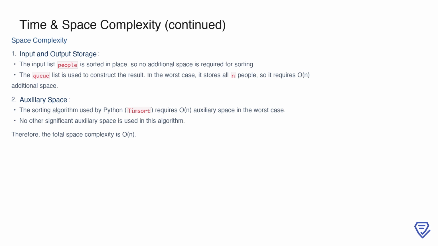Now, let's examine the space complexity. First, consider the input and output storage requirements. The input list of people is sorted in place, meaning no additional space is required for sorting. However, the queue list, which is used to construct the result, requires space to store all n people, contributing O(n) to the space complexity. Additionally, Python's sorting algorithm, timsort, uses auxiliary space proportional to the size of the input, which is O(n) in the worst case. Since no other significant data structures are used, the total space complexity of this approach is O(n).